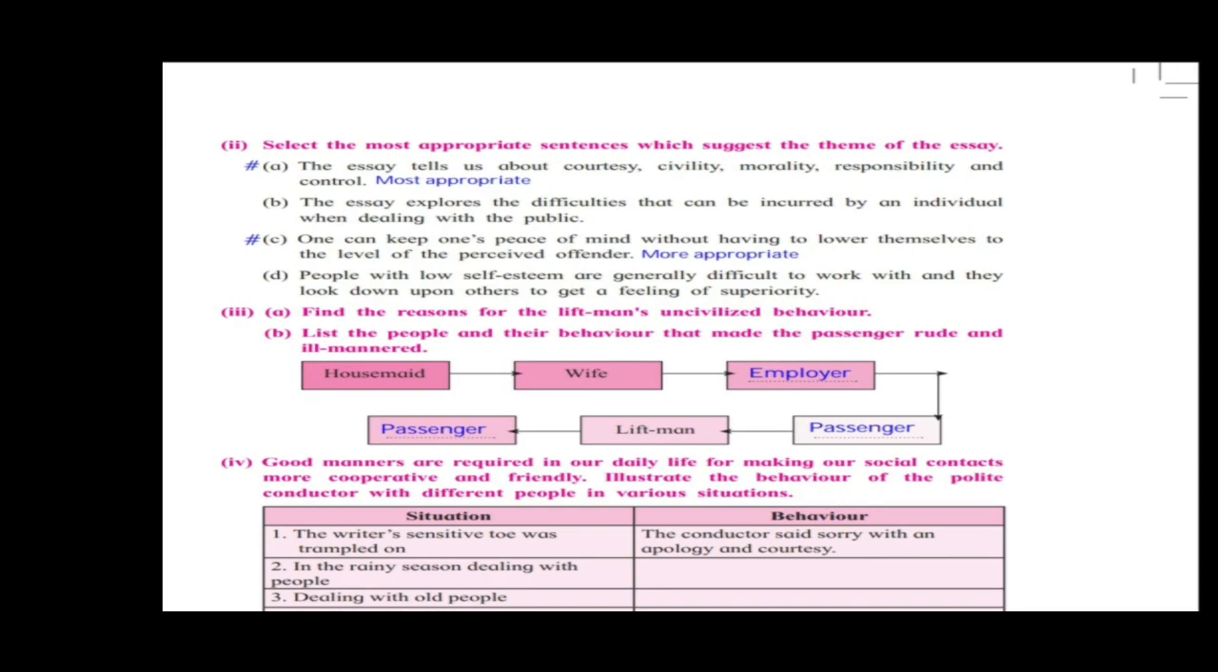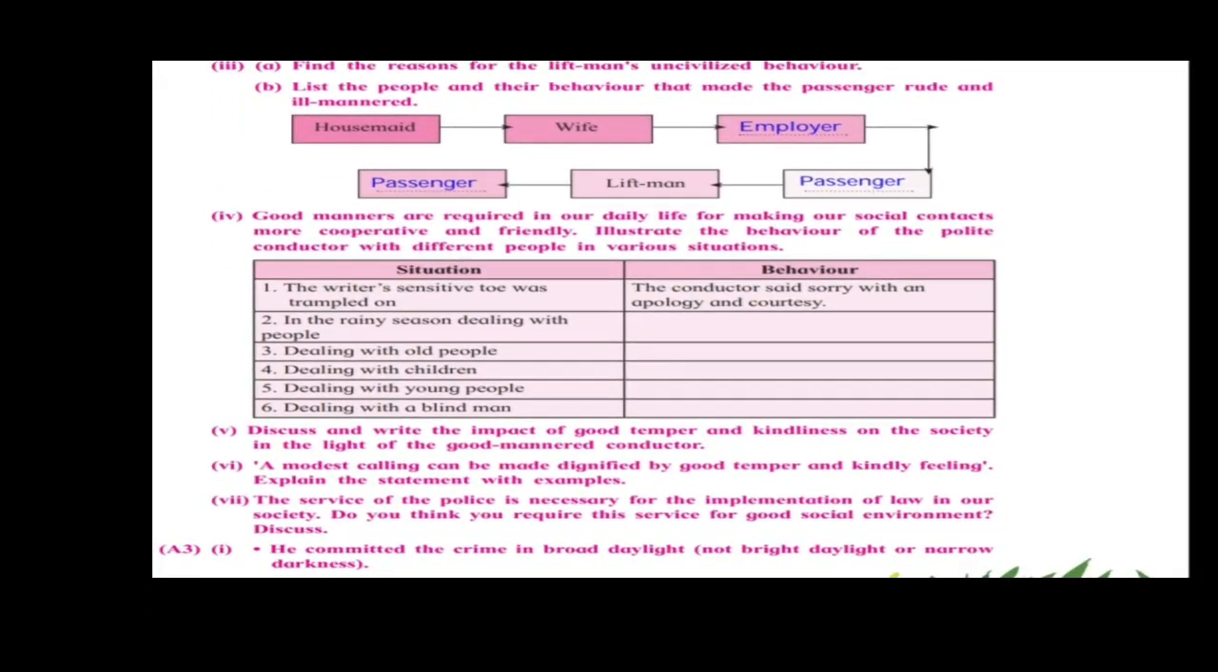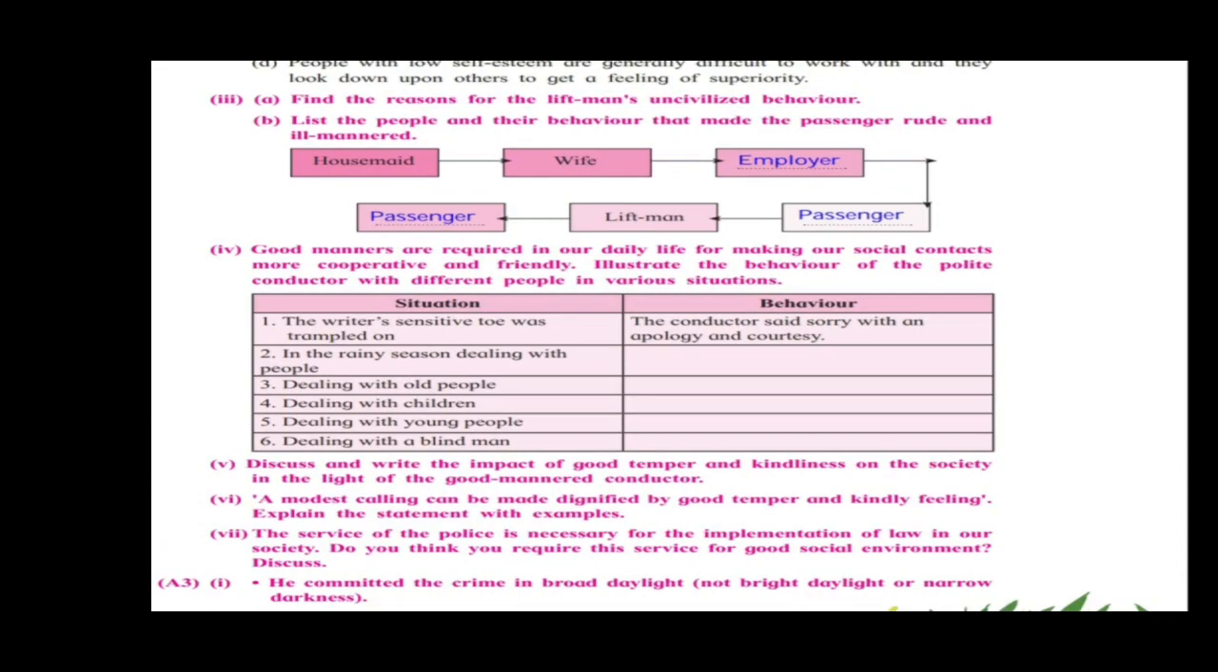Okay, find the reason of the liftman's uncivilized behavior. List the people and their behavior that made the passenger rude and ill-mannered. You have to list out the behavior of the passenger wherein they behave rudely and ill-manneredly. So housemaid, wife, okay, employer, passenger, liftman, passenger. This is the correct statement. Okay. Now, good manners are required in our daily life for making our social context more cooperative and friendly. Illustrate the behavior of the polite conductor with different people in various situations. You have to write down the behavior in this. Okay.